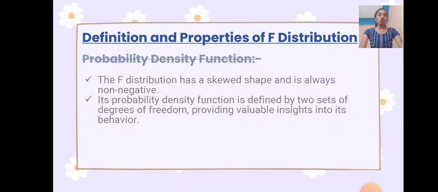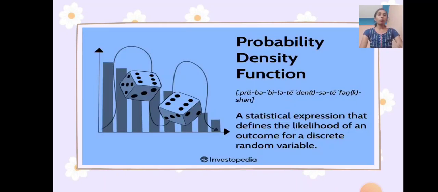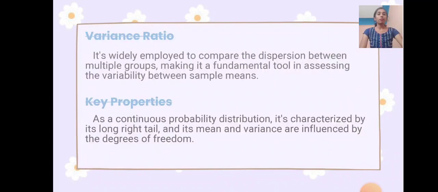Definition and properties of F distribution. Let us see what is the probability density function. The F distribution has a skewed shape and is always non-negative. Its probability density function is defined by two sets of degrees of freedom, providing valuable insights into its behavior. Let us see how probability density function works. A statistical expression that defines the likelihood of an outcome for a discrete random variable.